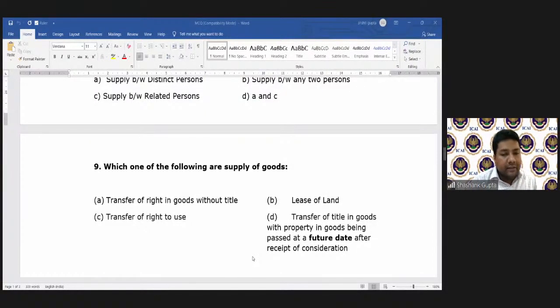So the correct answer is 9D, transfer of title in goods with property in goods being passed at a future date. The rest, all three transactions, are specifically provided in Schedule 2 to be treated as supply of services.